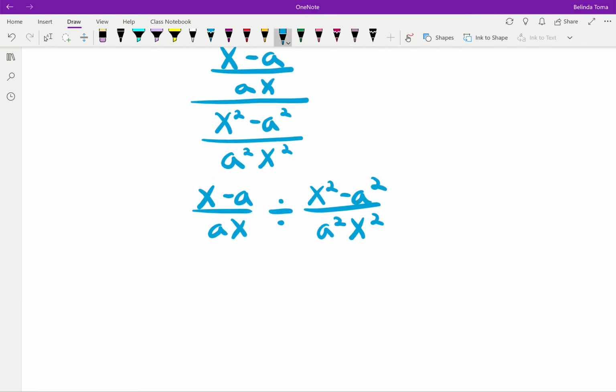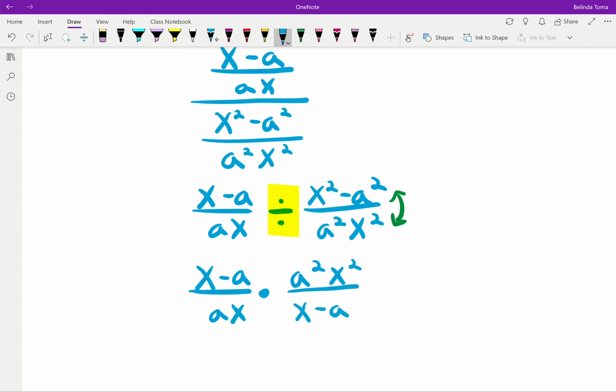And so now we're going to rewrite the division as multiplying by the reciprocal. So x minus a over ax, change the division to multiplication. A squared x squared now goes to the top, or the numerator, and then I'm going to factor the x squared minus a squared as I write it down here. Just save us one little step. So I have common factors that I can cancel.